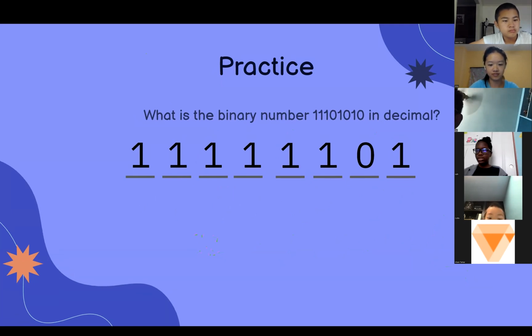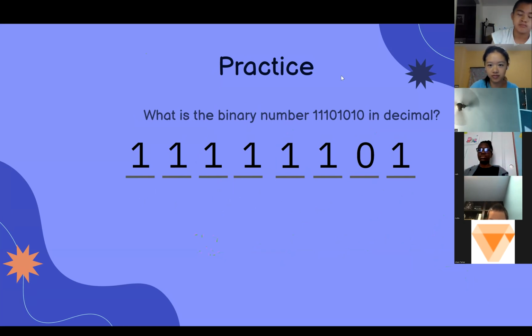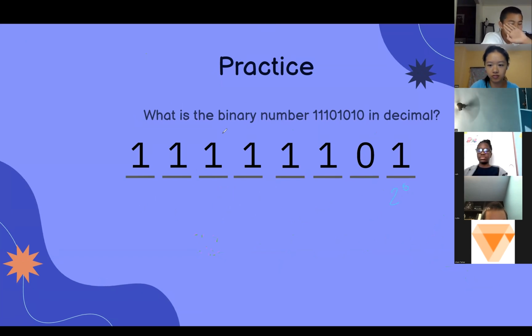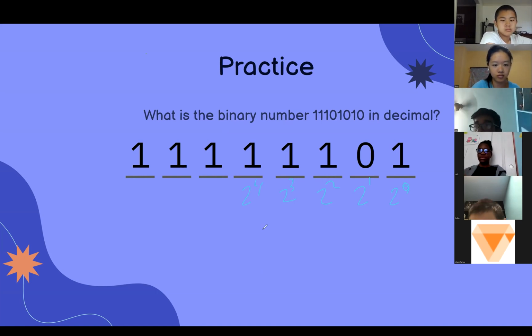So what is the binary number 11101010 in decimal? We're going to do the big number and not the one in the question.